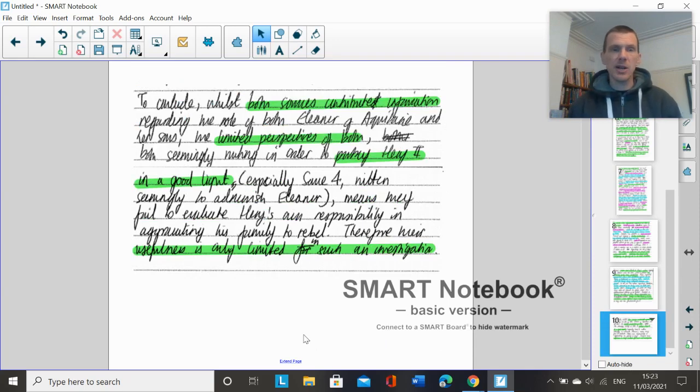So here's the conclusion. To conclude, whilst both sources contribute information regarding the role of both Eleanor of Aquitaine and her sons, the limited perspective of both, seemingly written, I think, in order to portray Henry II in a good light, especially source 4, written seemingly to admonish Eleanor, means they fail to evaluate Henry's own responsibility in aggravating his family to rebel. Therefore, their usefulness is only limited in such an investigation.